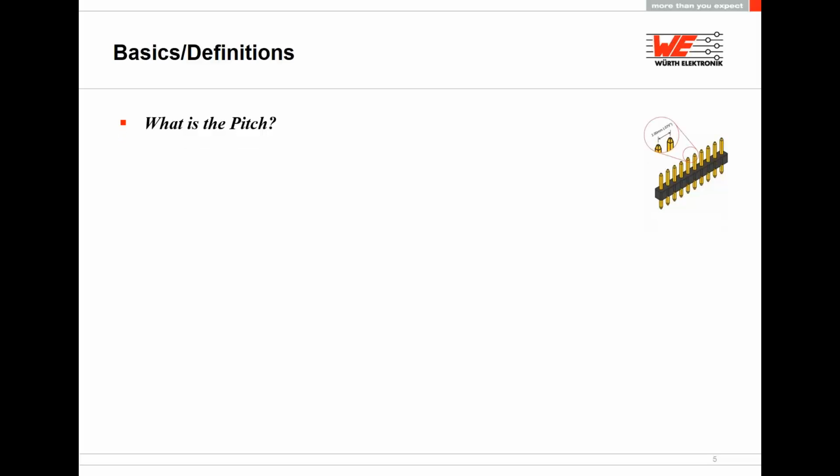Basics and definitions. I'm sure a lot of people hear about pitches, spacing. There's a lot of wording for that. And the pitch is the distance between the center of two pins on the connector. If you look at it here, that's the distance called pitch.